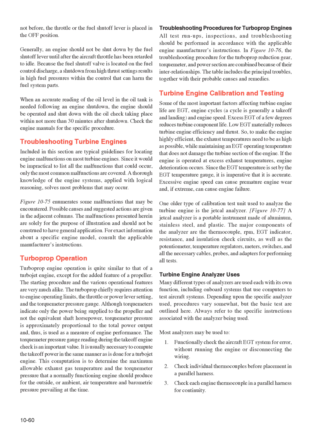One older type of calibration test unit used to analyze the turbine engine is the JetCal analyzer. Figure 1077, a JetCal analyzer is a portable instrument made of aluminum, stainless steel, and plastic. The major components of the analyzer are the thermocouple, RPM, EGT indicator, resistance, and insulation check circuits, as well as the potentiometer, temperature regulators, meters, switches, and all the necessary cables, probes, and adapters for performing all tests.